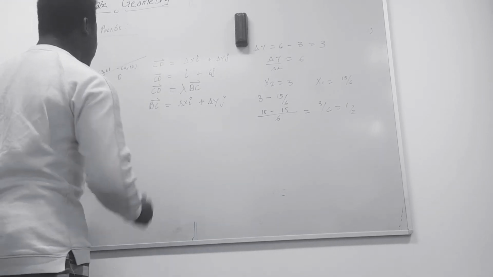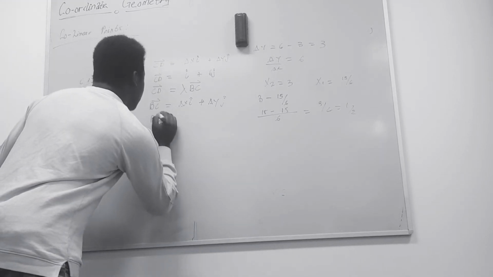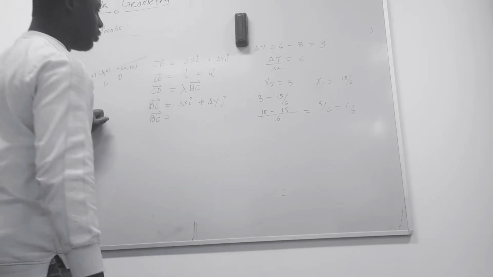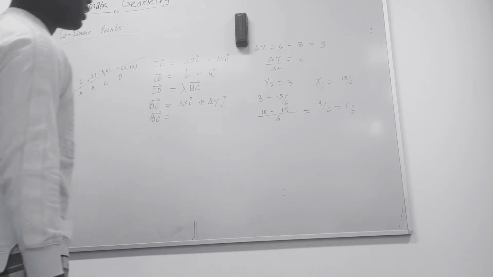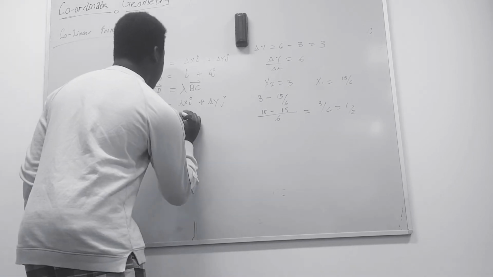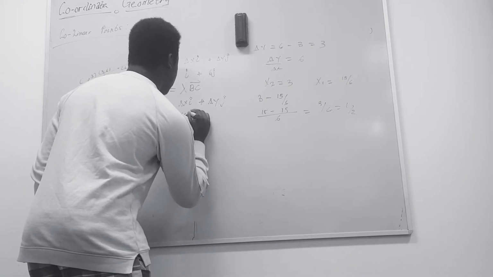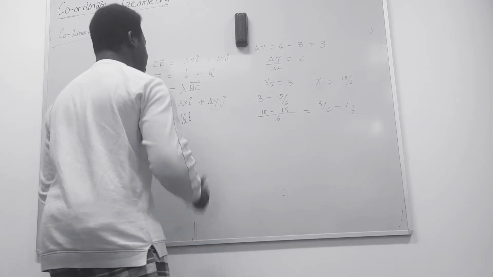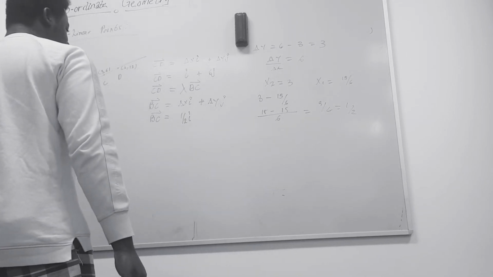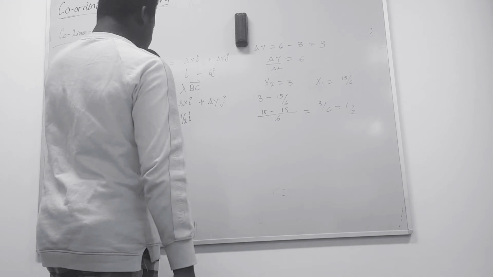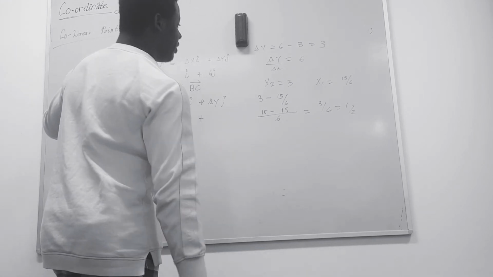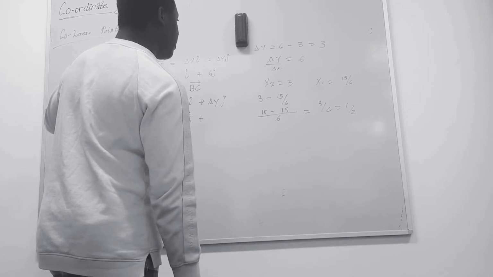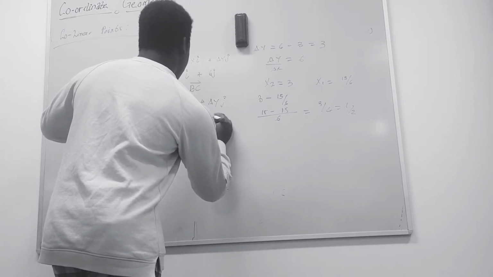So I know that BC is equal to, what's my delta x? My delta x is a half times i. Yeah, this is what I'm looking for. My delta x is equal to a half times i plus, what's my delta y? My delta y is 3, isn't it? It's 3j.